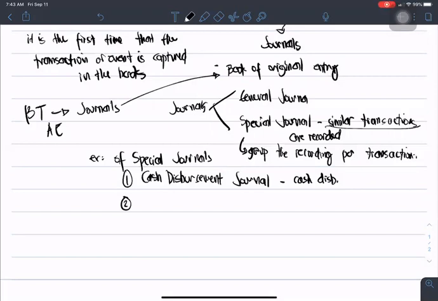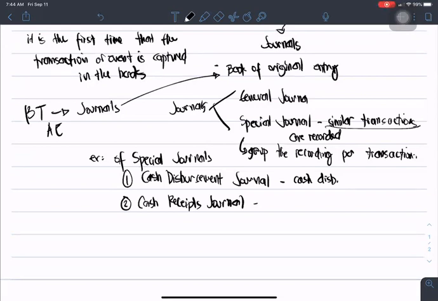Another example of a special journal is the cash receipts journal. So what is the use of the cash receipts journal? The cash receipts journal is used to record any receipt of cash or any increase in cash. So for example, sales for cash. You sold something for cash. Since you received cash, it is part of the cash receipts journal. Anything that will increase your cash.